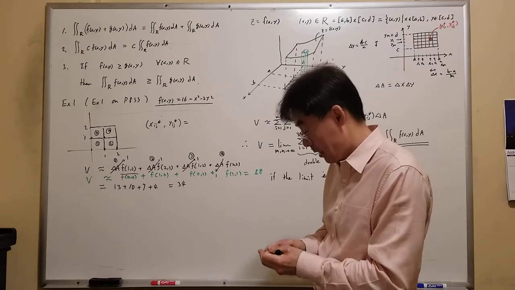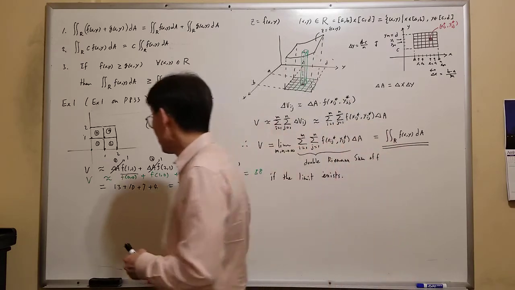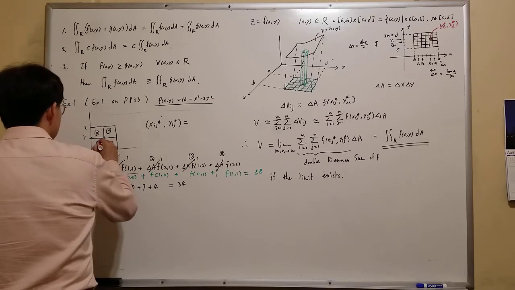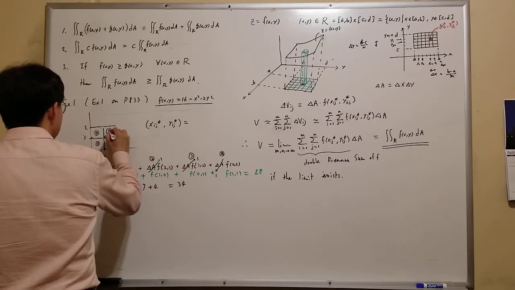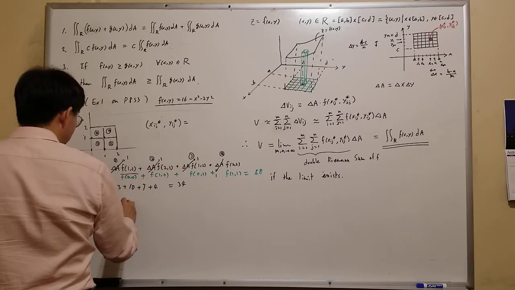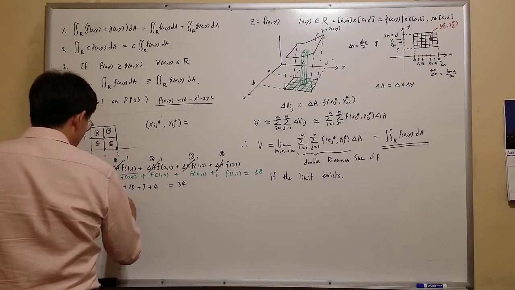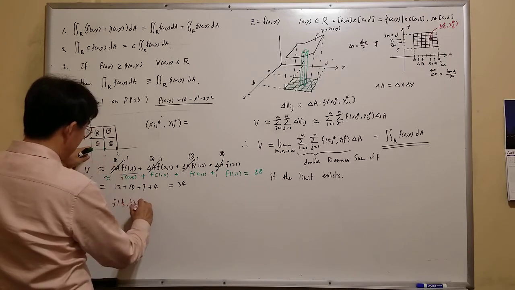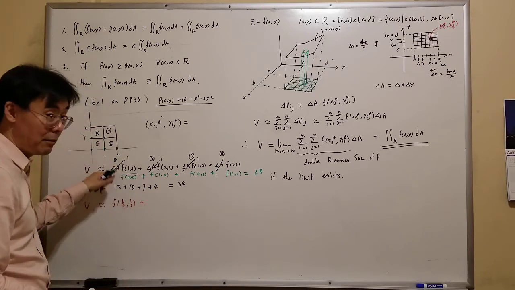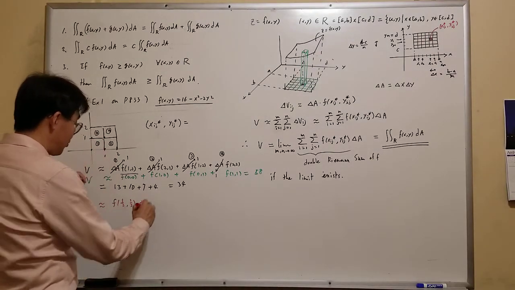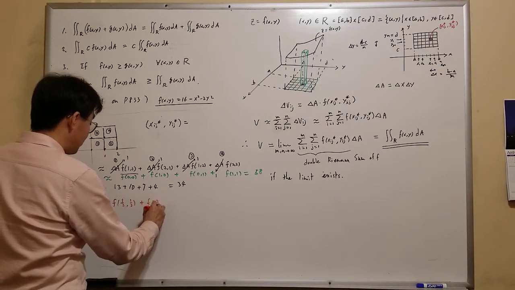Finally, part C will be when you use the midpoint. So f of 1/2, 1/2 for this one. The base area delta A is always 1, so I don't have to worry about it. And then for this one, f of 3 over 2, 1/2.